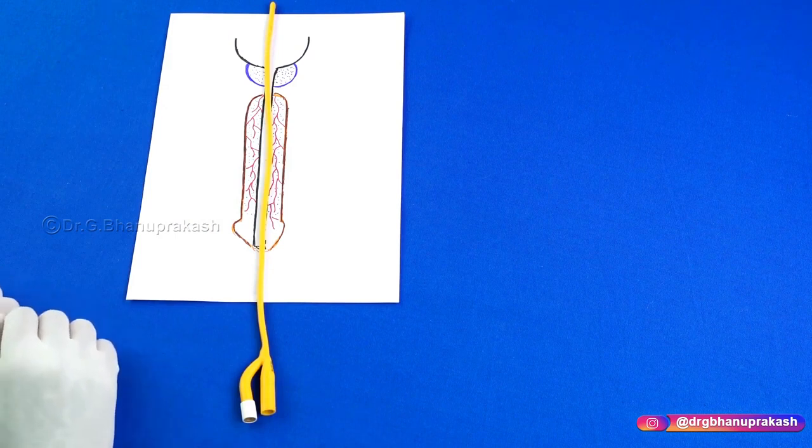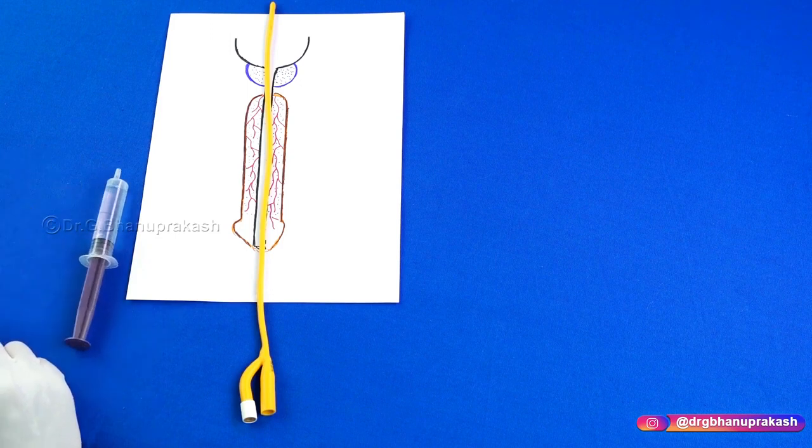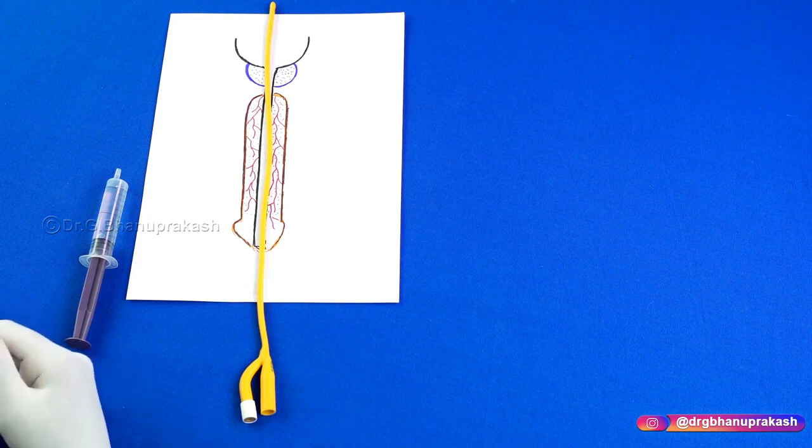After inserting the Foley's catheter, the second thing I do is take a 10 cc syringe. Now, is it really necessary to use only 10 cc? Can I use 5 cc? Can I use 20 cc? Yes. How do you decide that?